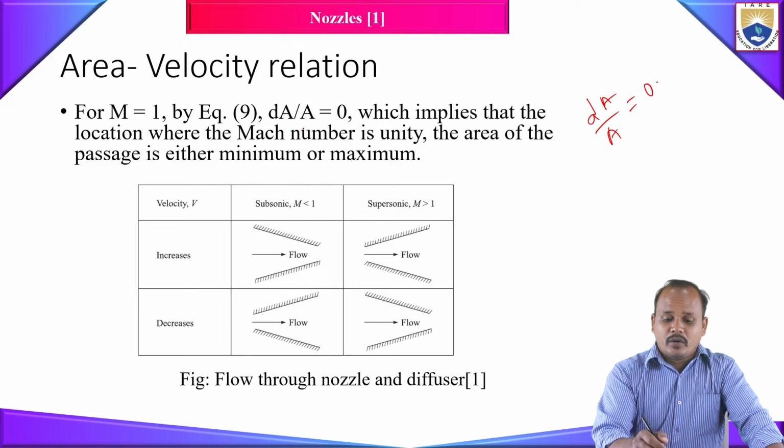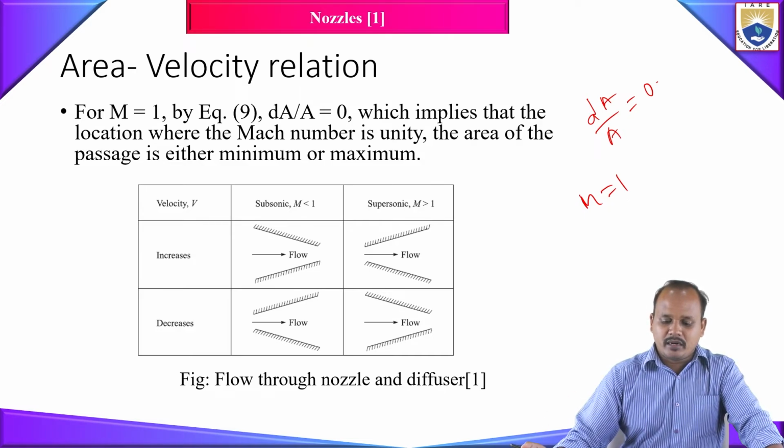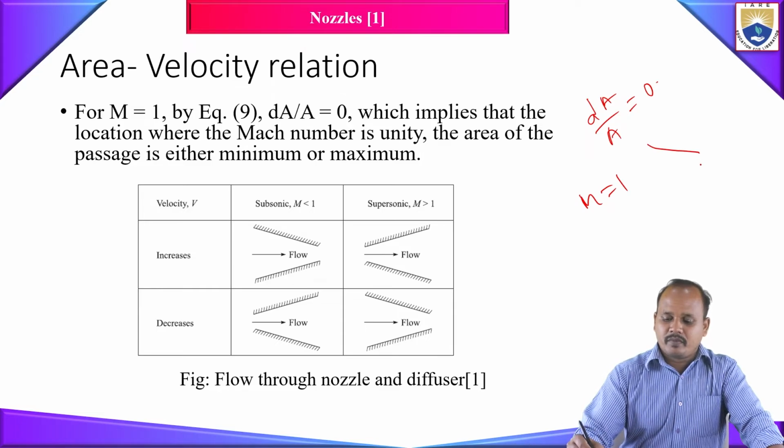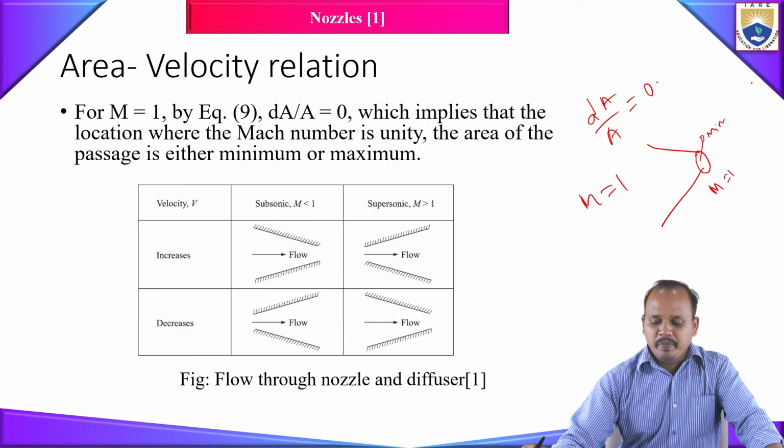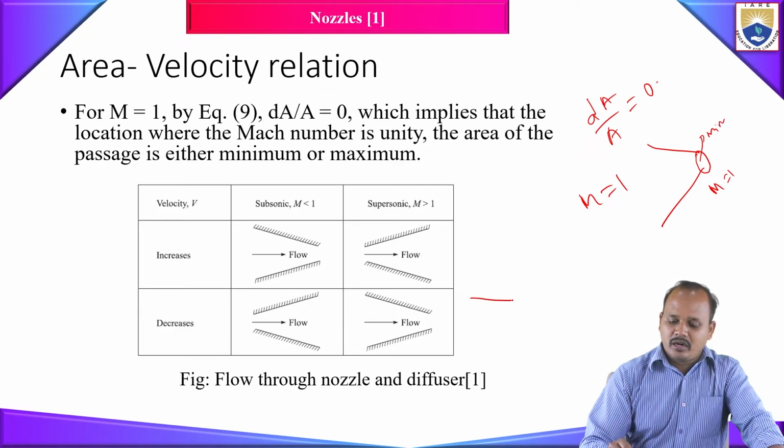So what dA by A equal to 0 for m equal to 1 states is that in a passage, the location where m is 1 is going to be either where your area is minimum or where your area is maximum. But if you take a convergent nozzle, the Mach number 1 will happen at the exit location, basically at the minimum area location. So you can say, whether you take a convergent section or a convergent divergent section, Mach number 1 will happen at the minimum area location.